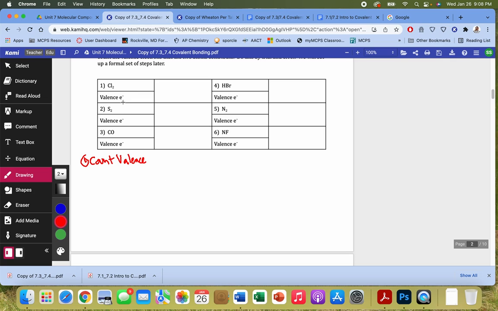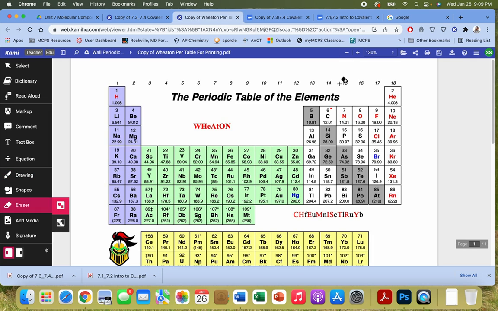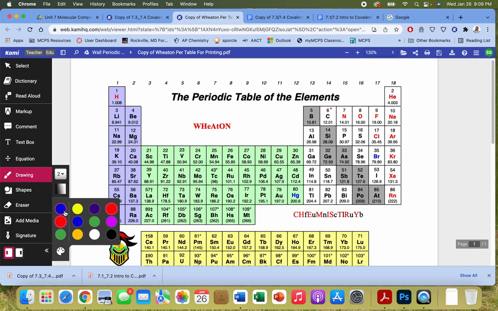Please count the valence electrons. So when I see Cl2, for example, well, that's the same thing as 2 Cls, so that's 7 plus 7. Again, if you recall, chlorine is over here, so it has 7 valence electrons: 1, 2, 3, 4, 5, 6, 7. So 7 valence electrons for chlorine, because it's the 7th element over.